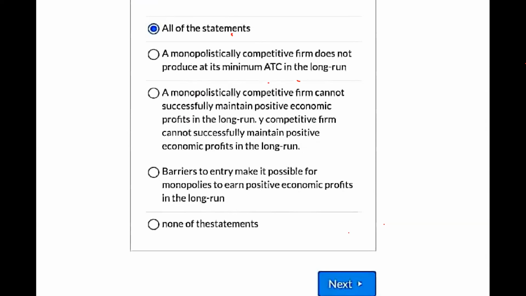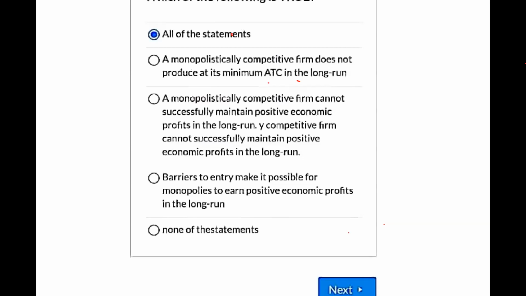I think that's what we just said in the previous class that we had today. We said that the barriers to entry make it possible for monopolies to earn positive economic profit in the long run. So the question is, which one is true? I've seen that the barriers to entry are the ones that are helping monopolies, okay? There are no people entering, so they keep on making that.